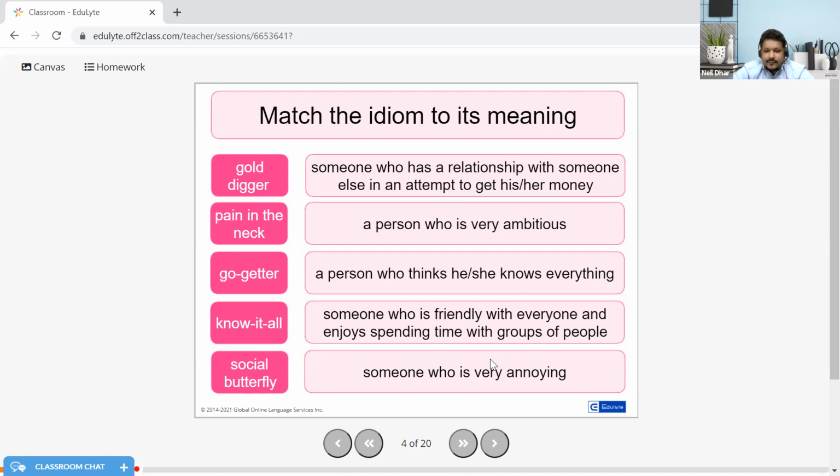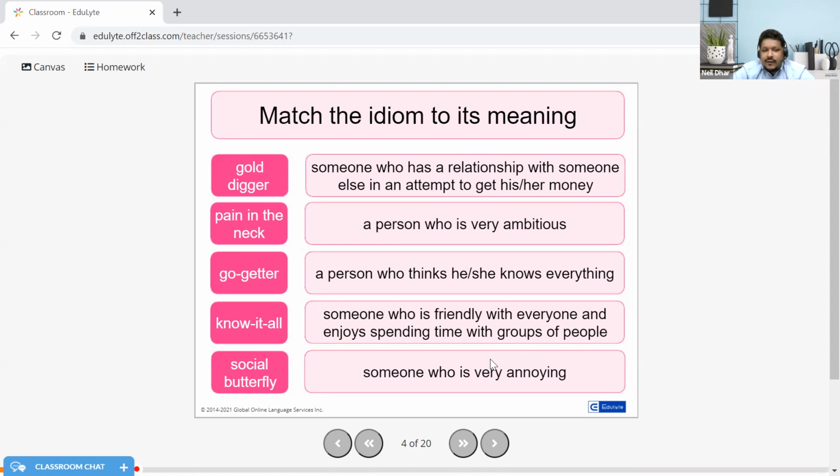Pain in the neck. Now, a pain in the neck would be someone who is very annoying. That person can be described as a pain in the neck. Go-getter. A go-getter would be a person who is very ambitious, who can go ahead and get things done. Know-it-all. A know-it-all, again, is a derogatory term, which would be used for a person who thinks he or she knows everything.